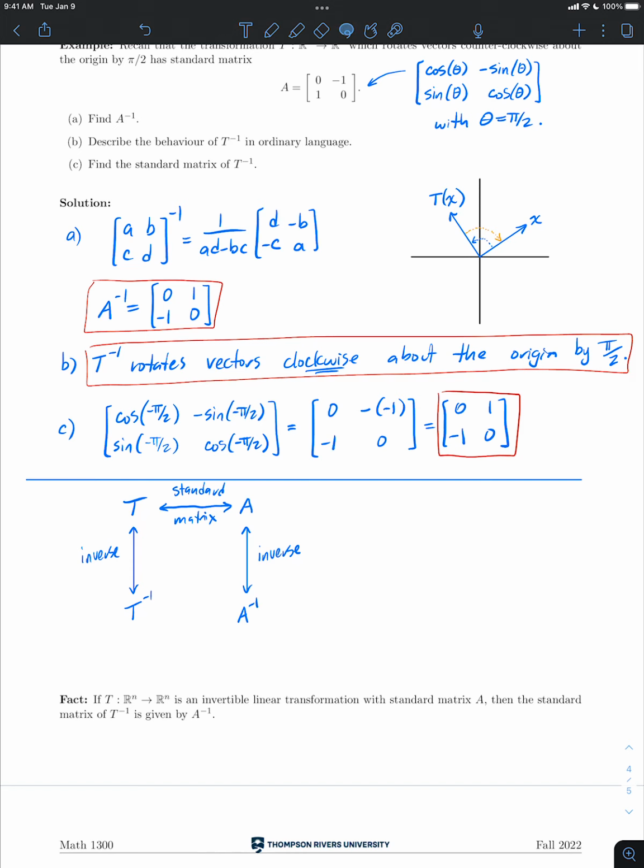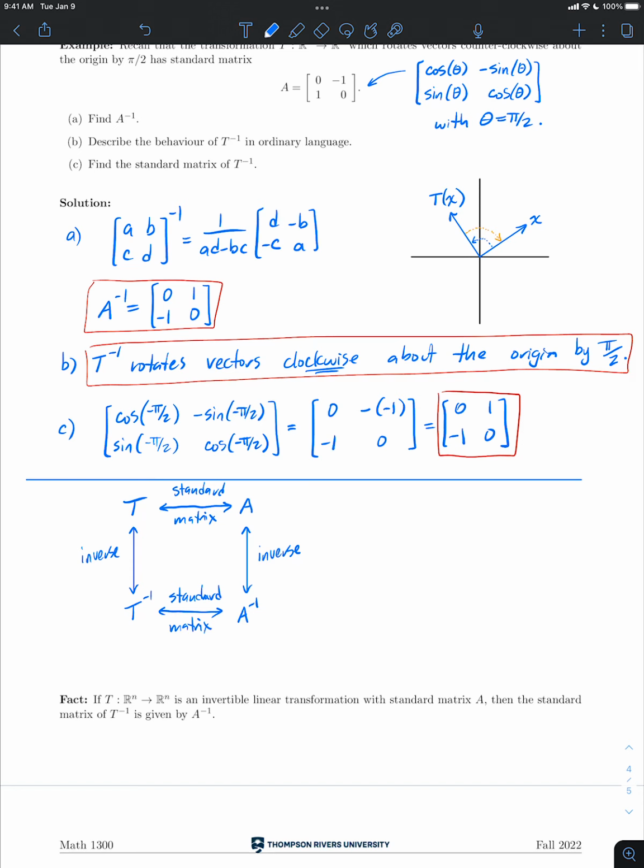So here's what happened, right? We had our transformation T. We were given the standard matrix up here. We found its matrix inverse. But then in part B, we said, okay, forget about the standard matrix for a moment. Consider the transformation inverse, T inverse. And then in part C, we found the standard matrix of T inverse, and it turns out they were the same. That's what the observation was. Now, will that always happen?